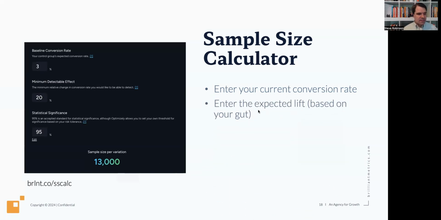The next input is the gut one. This is your expected lift. If you're making a slight tweak, your detectable effect that you're expecting is probably going to be a 2% lift, 5% lift. It's not going to be much.